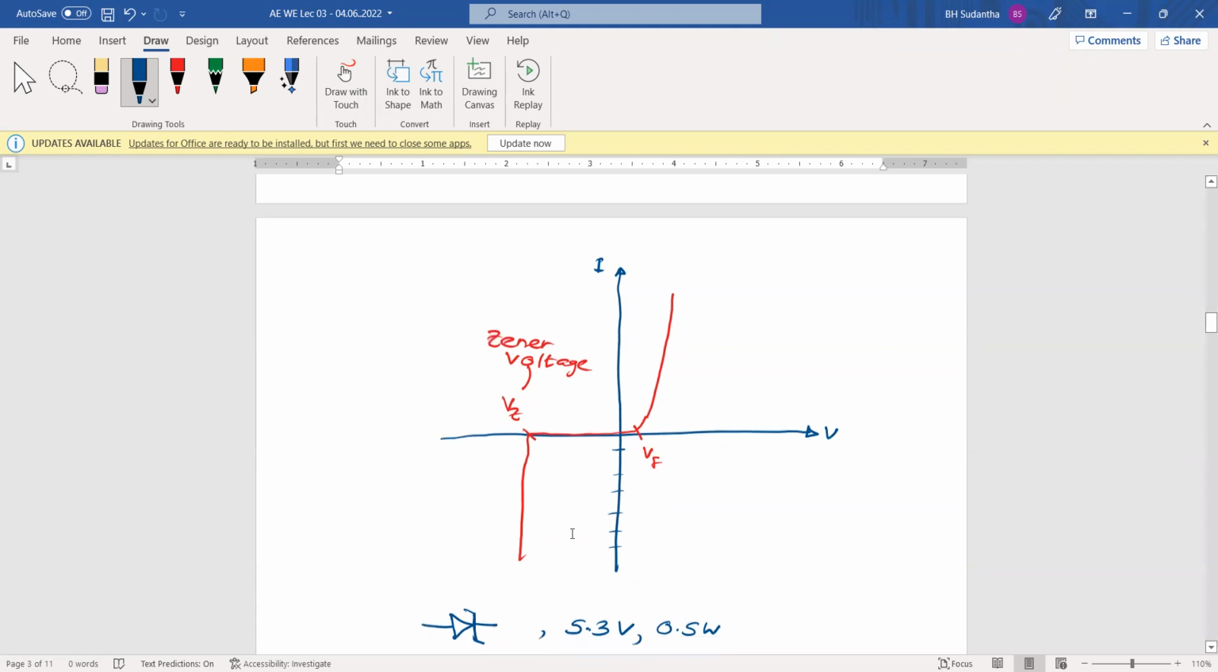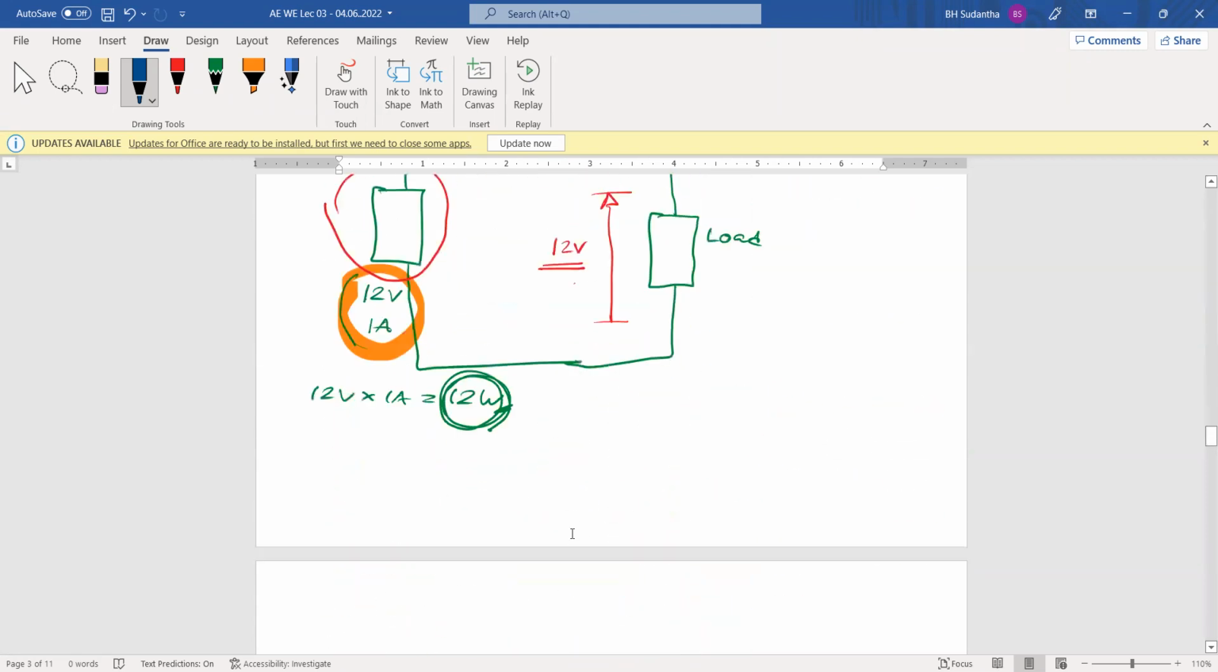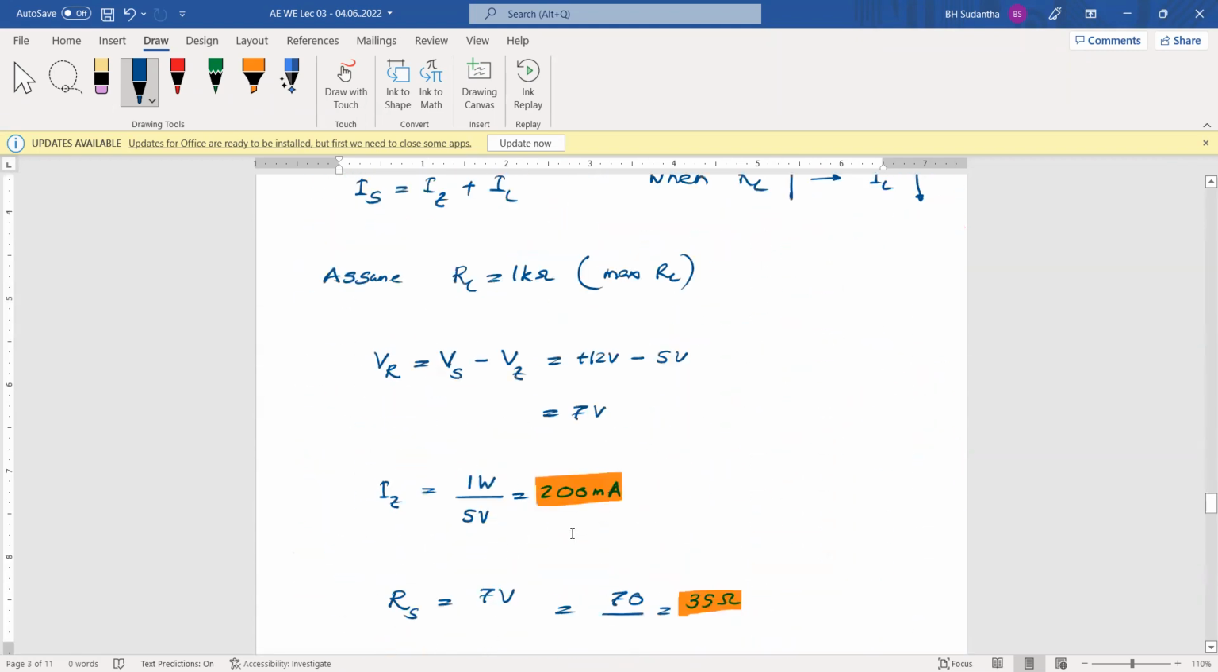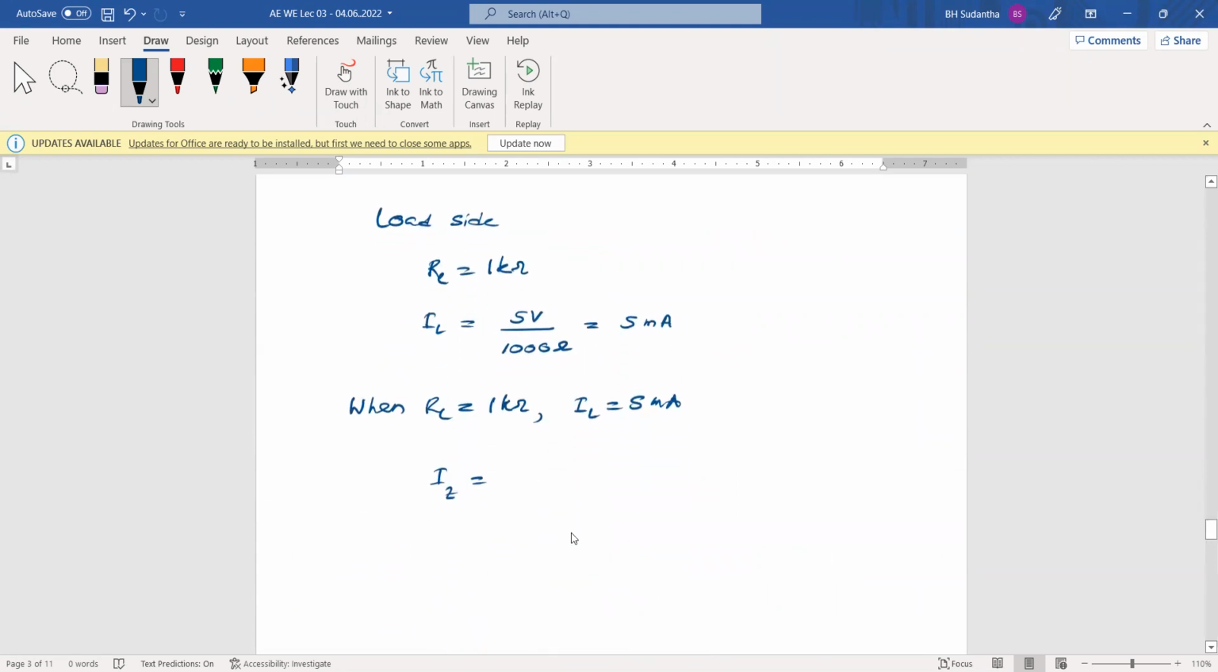Because of that, during that time, IZ will be IS minus IL. Then we have 200 milliampere there, and now we have 5 milliampere. Then 195 milliampere current is going through the Zener diode when the load side resistor is 1 kilo.